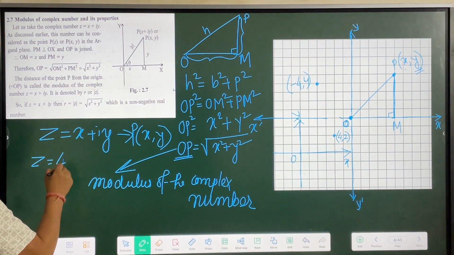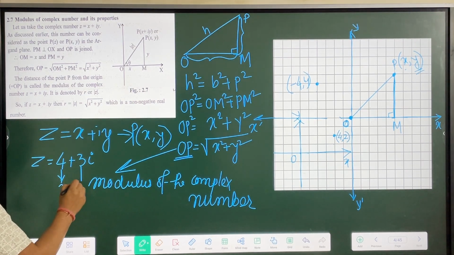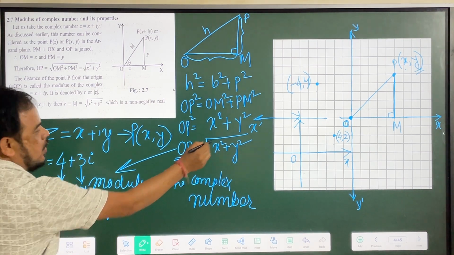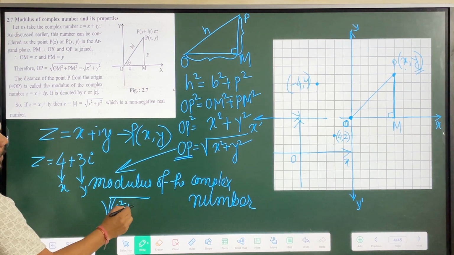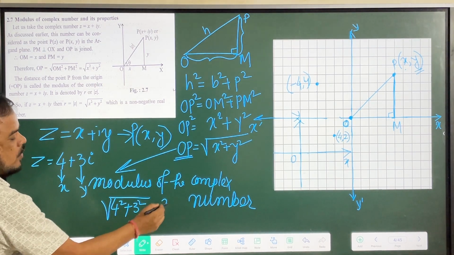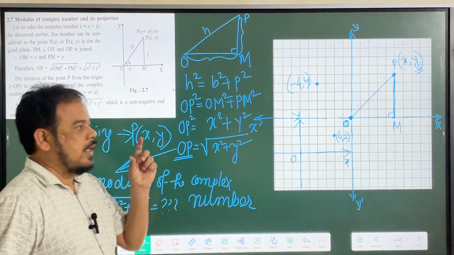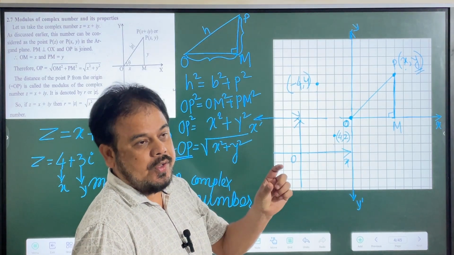z equals 4 plus 3i. So this is x, this is y. If we want to find the modulus, then it is the square root of x square, which is 4 square, plus y square, which is 3 square. Whatever calculation comes, we will do that. That is called modulus. Modulus means the distance between the origin and the point.